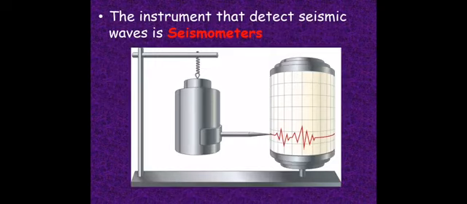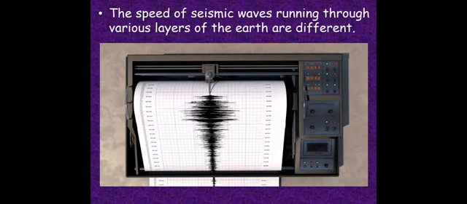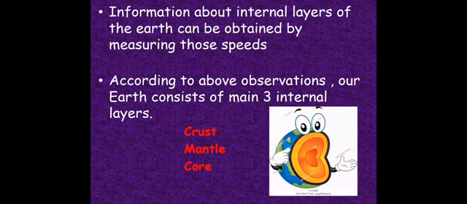The instrument that detects seismic waves is the seismometer. In the diagram you can see how a seismometer detects seismic waves. The speed of seismic waves running through various layers of the earth is different. Here you can see the interpretation of seismic waves according to their speed. So, the information about internal layers of the earth can be obtained by measuring those speeds. Those speeds are recorded in the seismometer graphs.